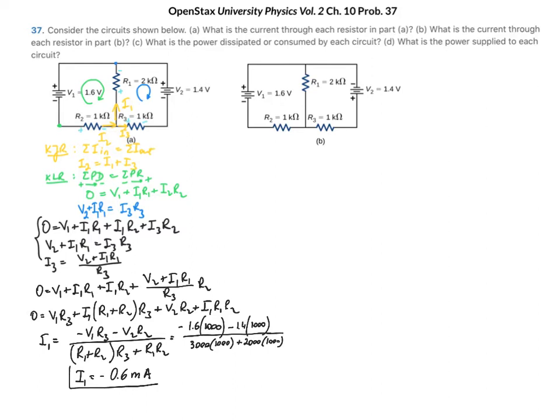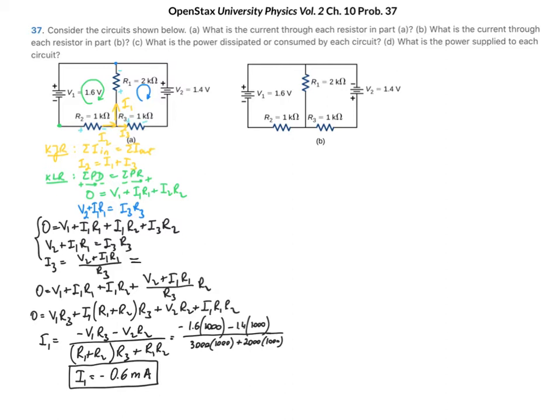So I found my problem, maybe one of my problems. I see here that the current that I have for I1 is negative. That means that my I1 should have gone in the opposite direction. So I would say as an answer to the problem that I1 is 0.6 milliamps down through resistor R1. But for now I'm going to leave it like this because I have to use this same value to solve for the other currents.